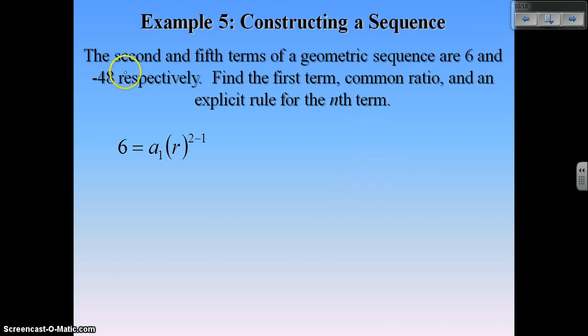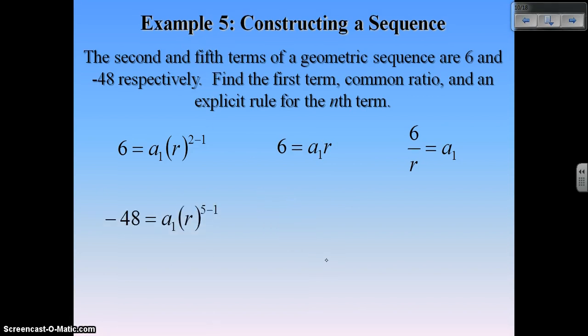I know that the second term is 6. So if I take my a sub n equals a sub 1 r to the n minus 1, if I plug 2 in for n, I get 6 out for an answer. Simplify that down. 2 minus 1 is 1, so I have r to the first. And I can solve for a sub 1. That equals 6 over r, and you'll see why in a moment I'm doing that. Now I also know that the fifth term is -48.